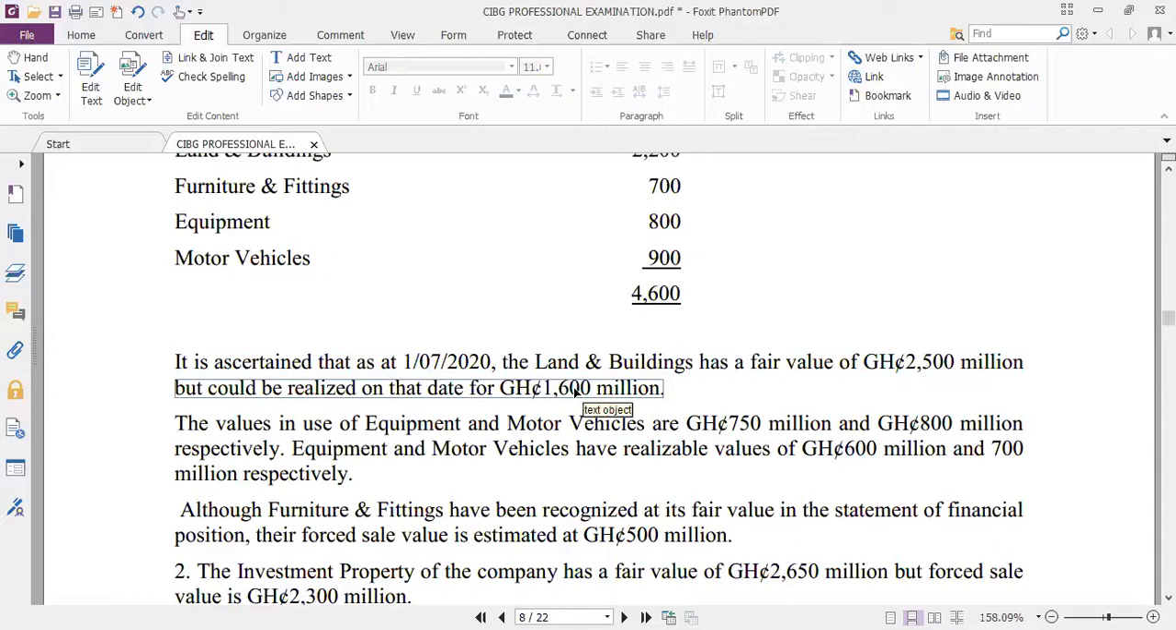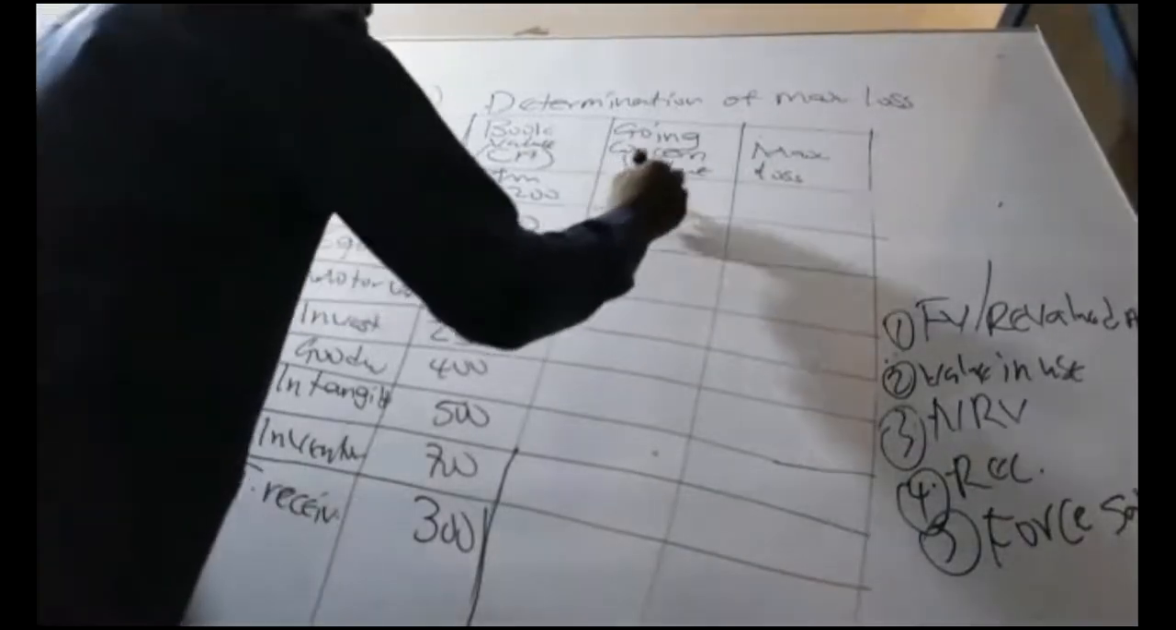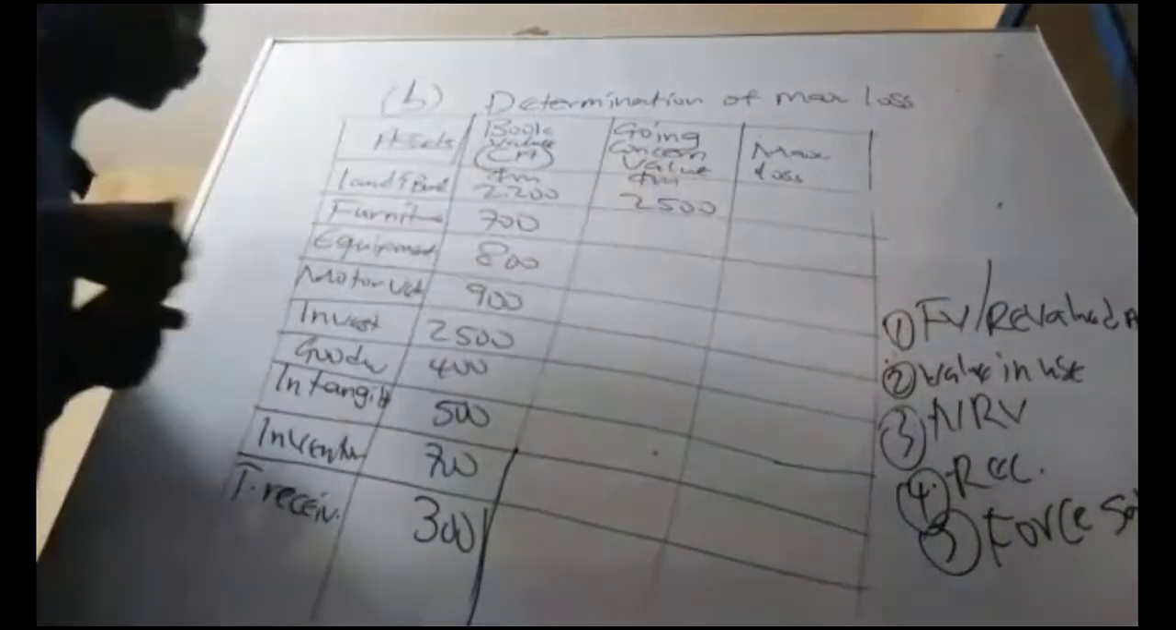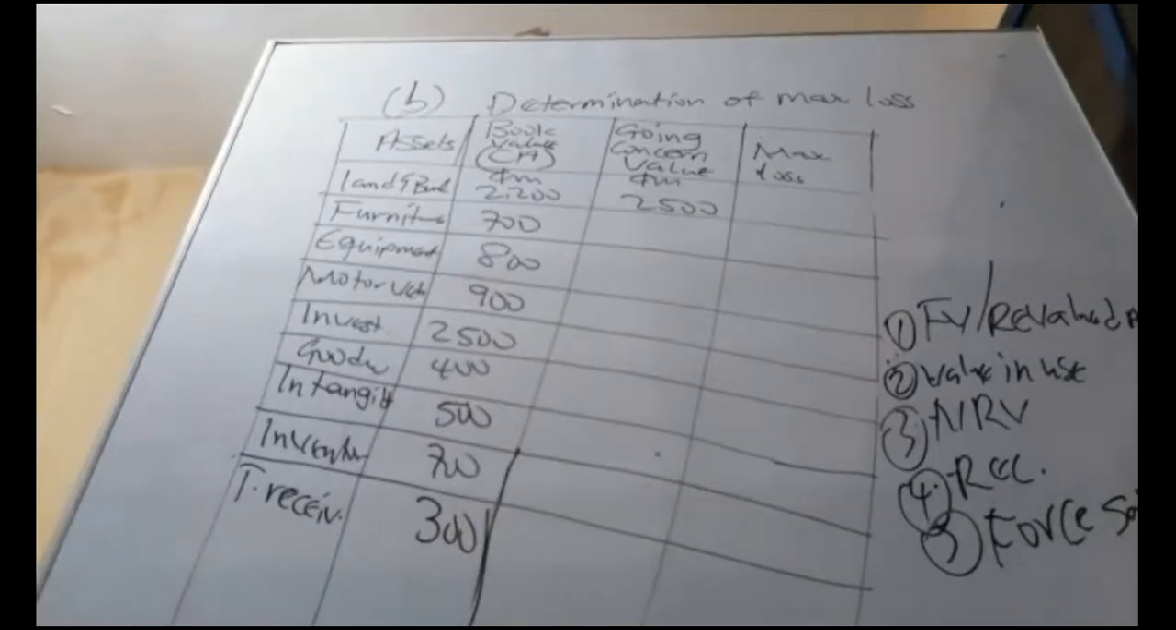So that one is for liquidation. And this one is going concern, reconstruction. If you're going to reconstruct, this is the fair value. Perfect. So here it will be 2,500. So I'll go for furniture, equipment, and those ones, like that.